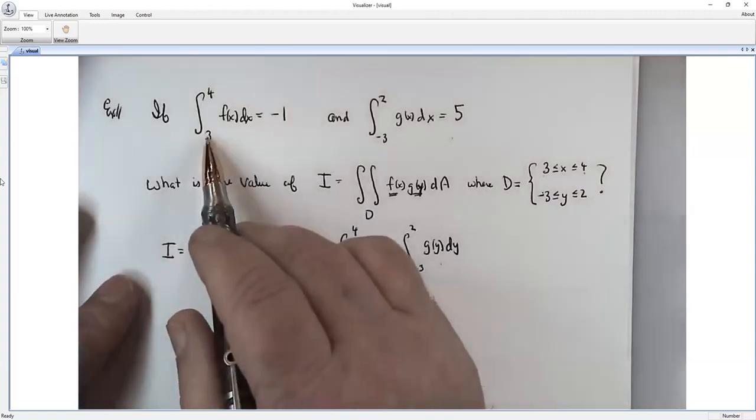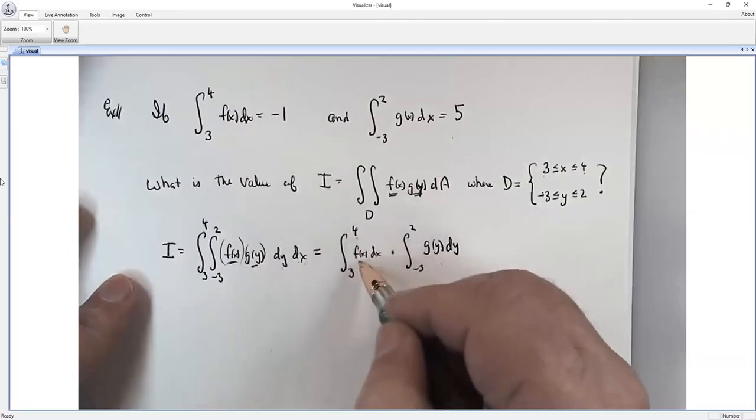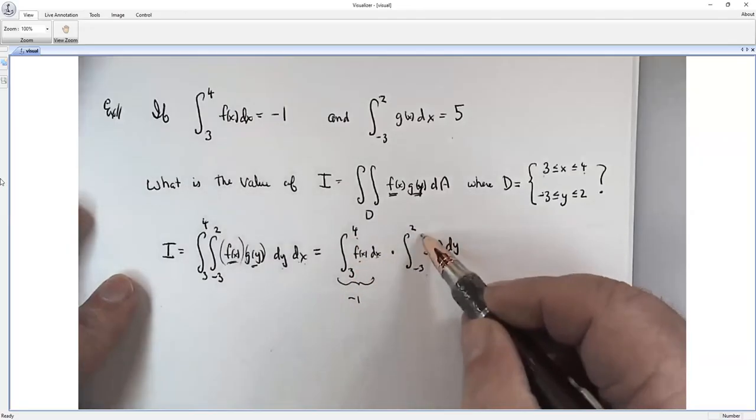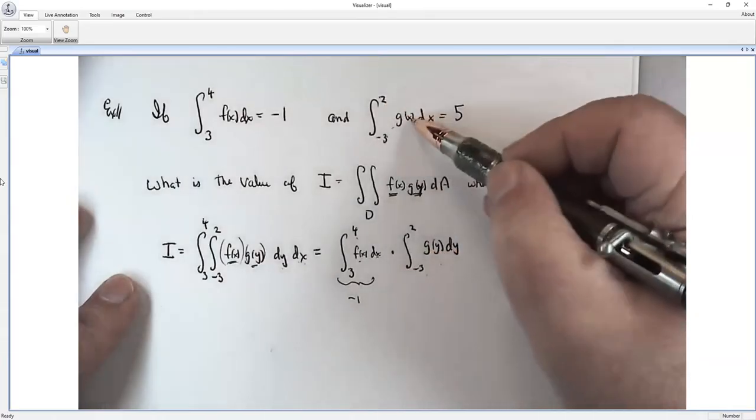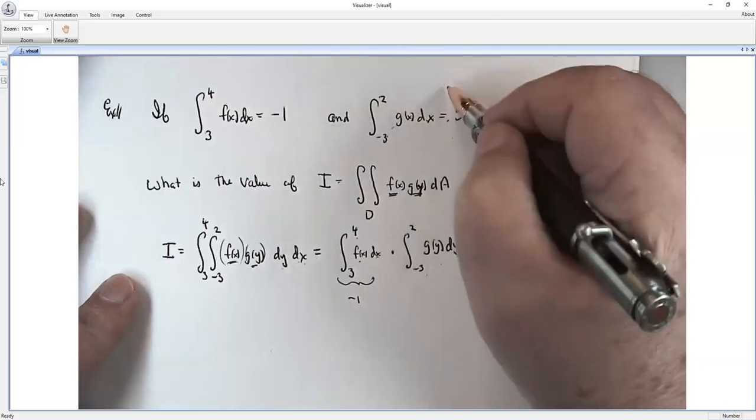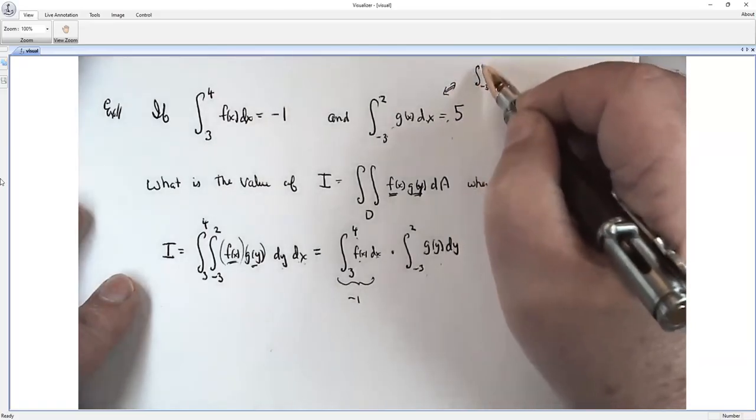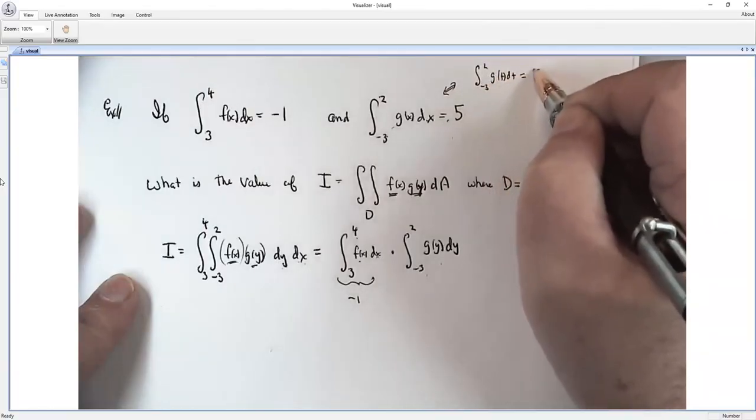And like we just mentioned, it doesn't matter what the letter is. So the integral from 3 to 4 of f of x dx, yep, that's going to be -1. However, the integral from -3 to 2 of g of y dy, well, we're given the integral from -3 to 2 of g of x dx is 5. But I'm telling you, it doesn't matter what the letter is. That will also be the integral from -3 to 2 of g of t dt, still going to be 5.